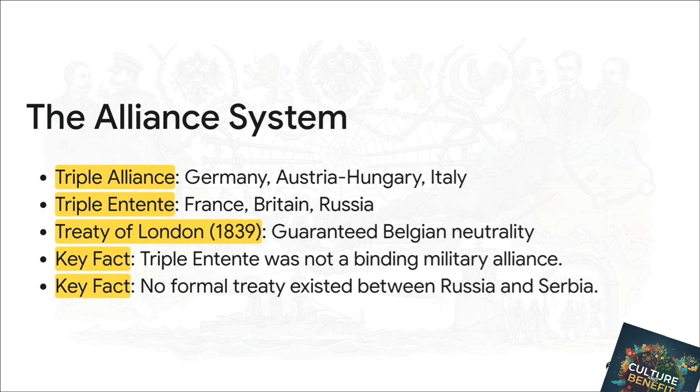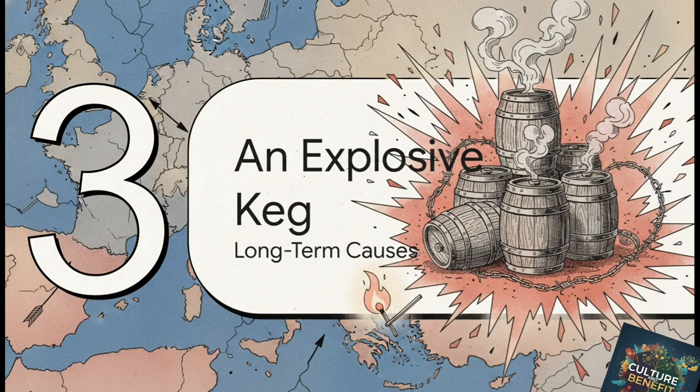But here's where it gets a little more complex. We always hear about these entangling alliances, but the reality was, well, messier. The Triple Entente, for example, wasn't some ironclad military pact that forced Britain and France to jump in. And believe it or not, Russia had no formal treaty that said it had to defend Serbia. This is so important because it shows that the leaders in July 1914 were making choices. These weren't automatic, pre-programmed moves. They were decisions driven by fear, national pride, and a whole lot of miscalculation.